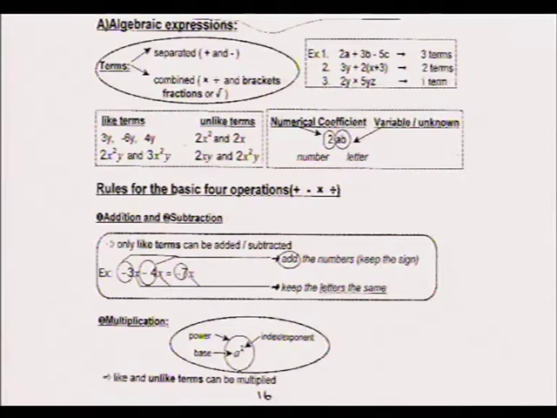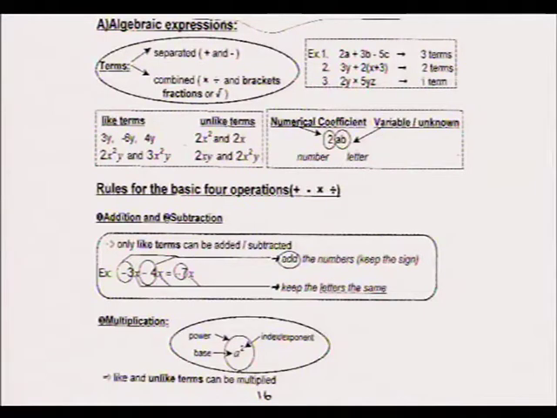Algebra expressions. There you have separated and combined. For example, 2a plus 3b minus 5c, there you see the 3 terms. Example number 2, 3y plus 2 in brackets x plus 3, that's only 2 terms. And number 3 has only 1 term because of the multiplication. And there you see the like terms.